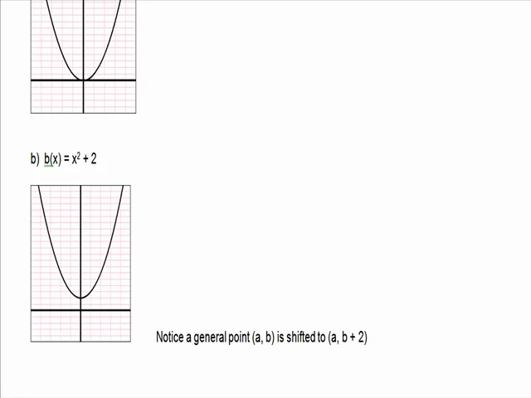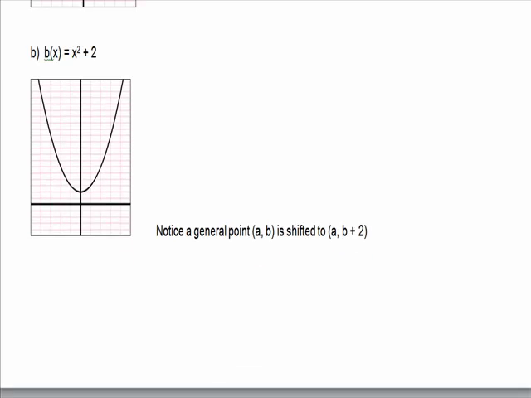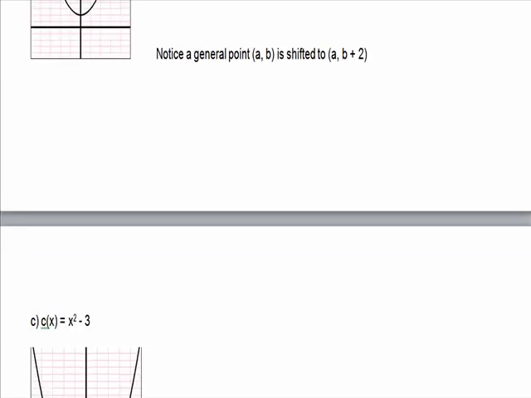And in fact, probably the easiest thing to say is that a general point (a, b) is going to be shifted to the point (a, b plus 2). So notice with this vertical shift, with this x squared plus 2 shift, the a stays the same, but the y coordinate, the b, we just add 2 to. So the only effect of a vertical shift is on the y value. It keeps all the x's the same, and it just takes the y's and either adds to them or subtracts from them. Let's take a look at a subtraction example.